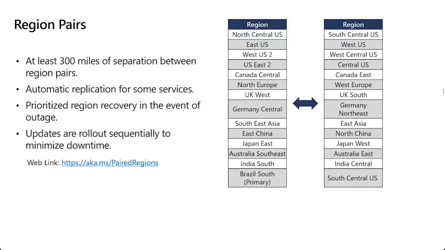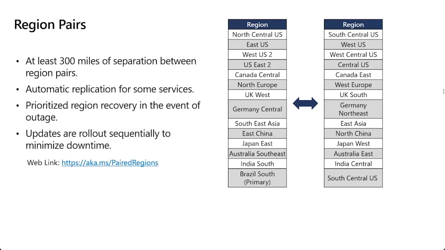Now let's go a little bit deeper. We're talking about region pairs. So like those blue dots, they have region pairs, which means two blue dots in the same geography, separated by at least 300 miles of separation. These are automatic region pairs. So it's very important when you plan your deployments to pick automatic region pairs wherever possible.